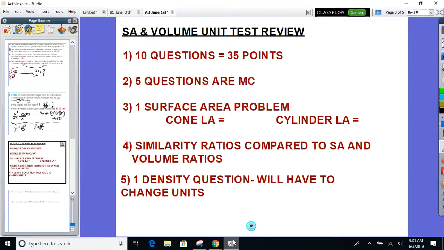All right, here's what we're looking at tomorrow. Not too long of a test, 35 points, 10 questions. No review questions on there. Okay, strictly surface area and volume. All right, no completing the square or anything like that. I didn't do that this time.